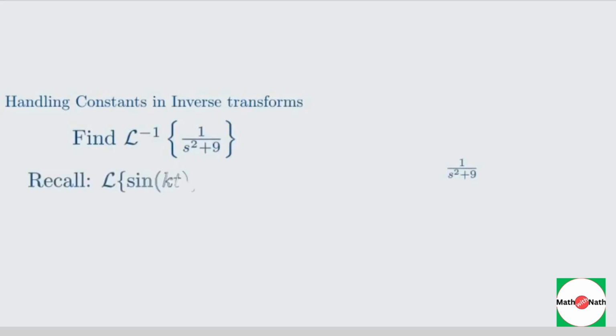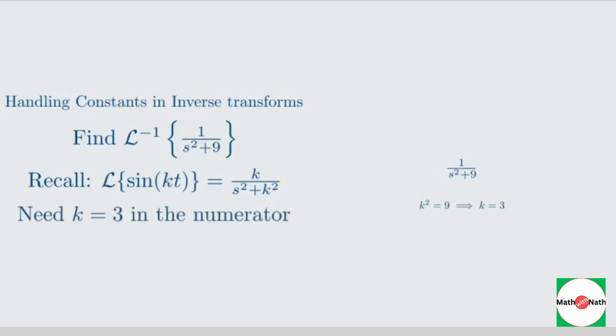Often, we need to create a specific constant that isn't already there. Let's look at how to handle the sine transform when the numerator doesn't match. Consider the function 1 over s squared plus 9. Looking at our table, the denominator s squared plus 9 is s squared plus 3 squared. This looks like a sine transform, where k is equal to 3. However, our numerator is 1, not 3. To fix this, we multiply and divide by 3.